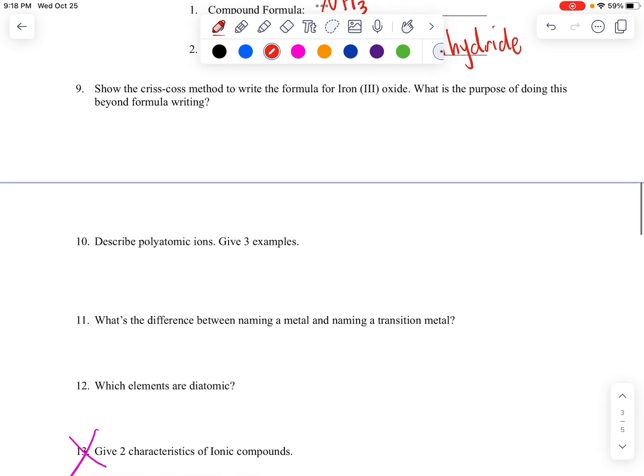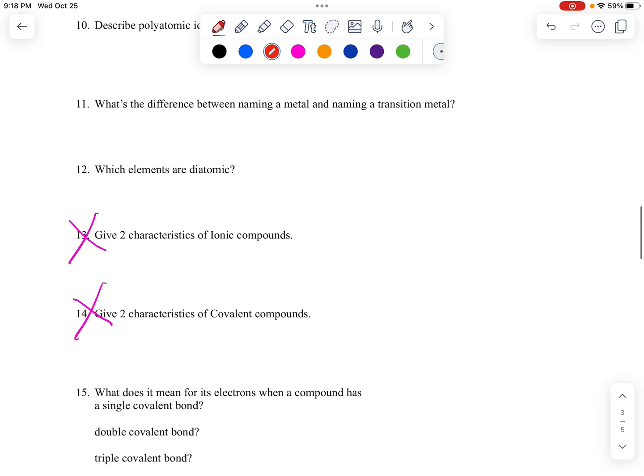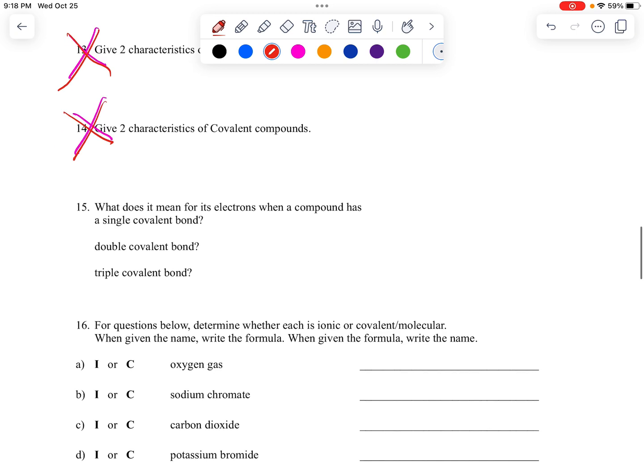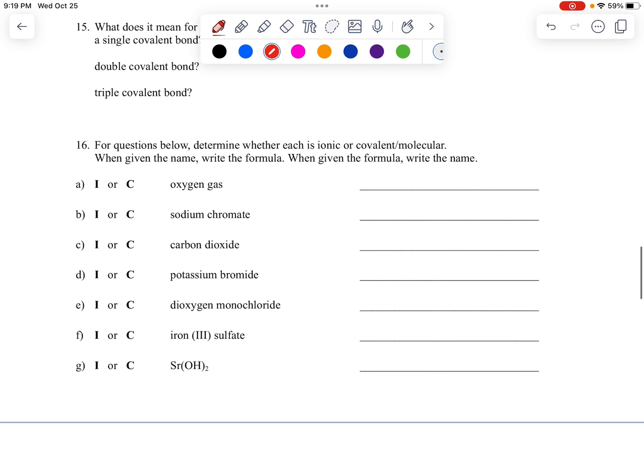Okay, all right, let's go ahead and move on forward. I crossed out 13 and 14 because we don't have to worry about it. You're not tested on the characteristics or any of the properties of ionic compounds or covalent compounds. Let's go ahead and start naming the following, writing the formula. Oxygen gas. All right, oxygen gas, the gas that we are breathing right now, is O2, right? Because oxygen is one of the 7 diatomic molecules, and you're going to find these diatomic molecules in nature always paired up, never by themselves.